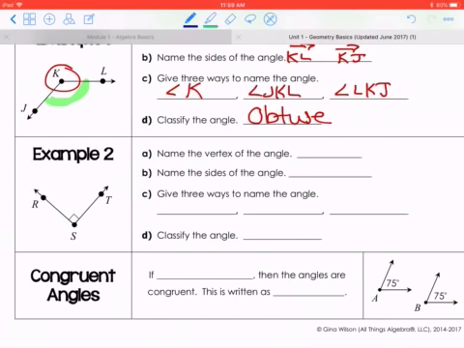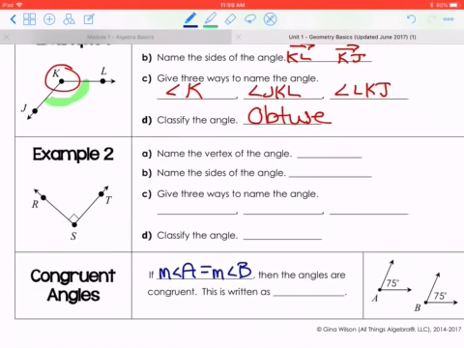Looking at the picture over there, if I tell you that the measure of angle A, so that little M stands for measure, is equal to the measure of angle B, then the angles are congruent. It's the same thing we were talking about when we were talking about segments. If the measures are equal, then the angles are congruent.